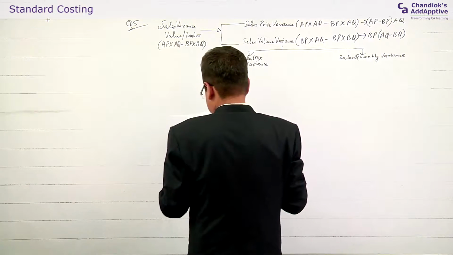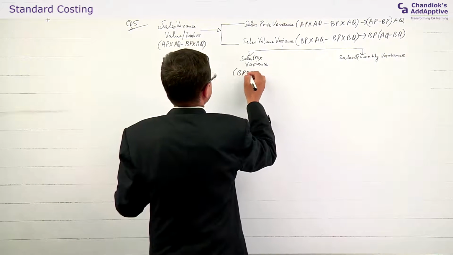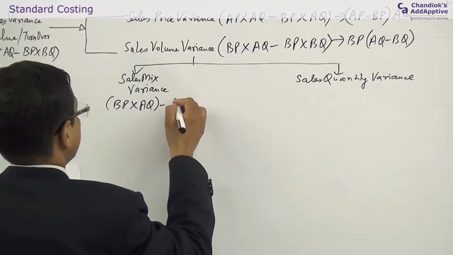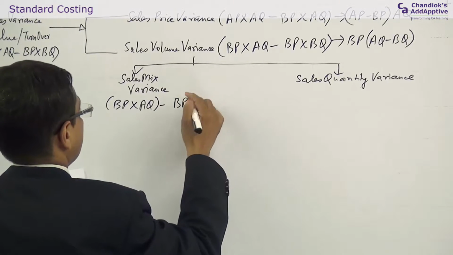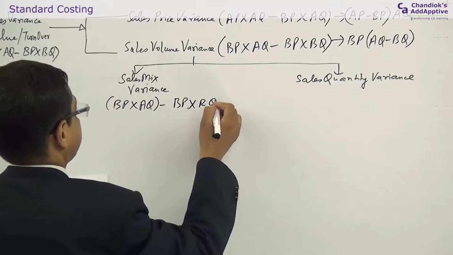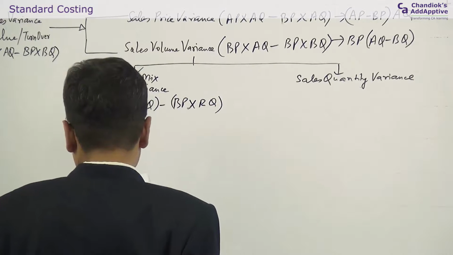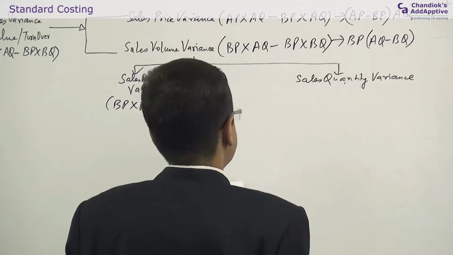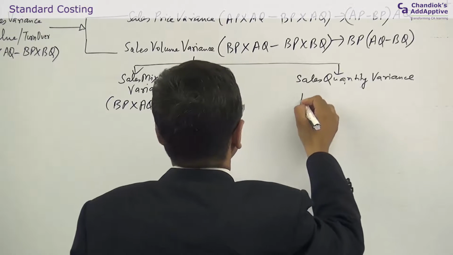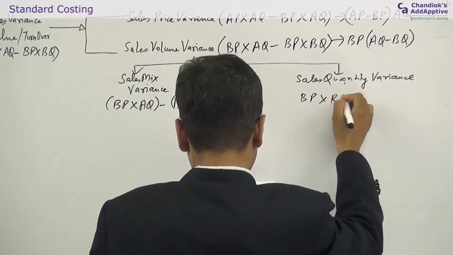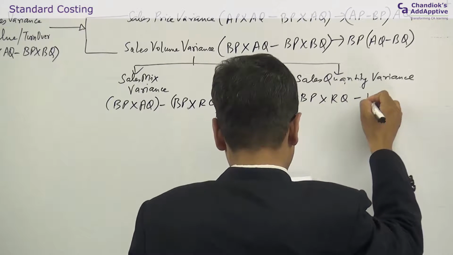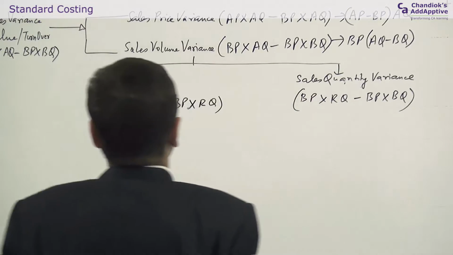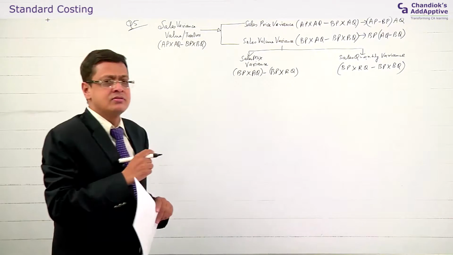So, what is sales mix variance, friend? It is budgeted price into actual quantity minus budgeted price into revised quantity. One aspect. Another aspect is the quantity variance. Quantity variance is budgeted price into revised quantity minus budgeted price into budgeted quantity. So, this is the sales variance.